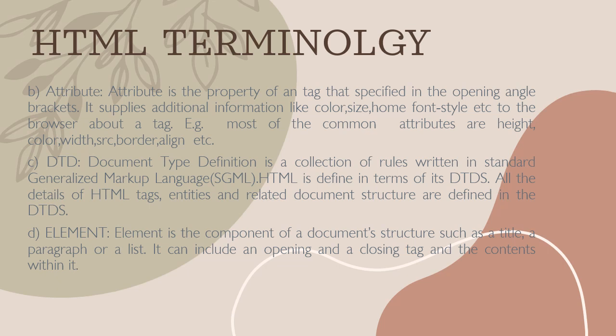An attribute is a property of a tag that is specified in the opening angle bracket. It supplies additional information like color, size, font, style, etc. to the browser about a tag. For example, the most common attributes are height, color, width, border, align, etc.